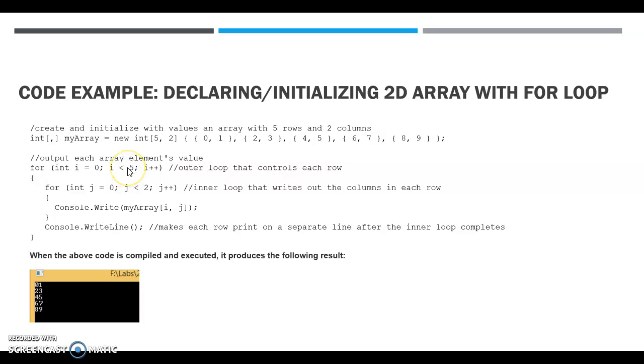You'll see how this works in our next video. This will then keep going through all of the rows, and eventually you're going to have your whole matrix printed on your console.